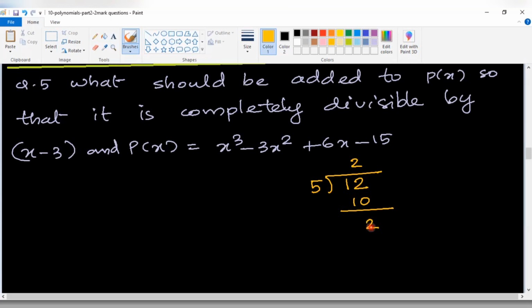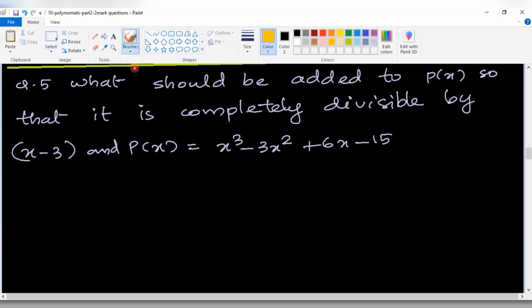Actually, here the remainder is 2. The meaning is we have to subtract 2 from this 12 to make it a multiple of 5. Or what we can say, subtracting 2 from 12 is the same as adding negative 2 to the number. Both have the same meaning, right? So that is the relation between the remainder and the dividend. We have to add the negative of the remainder to get a multiple of the divisor. That is the basic rule here. We will follow that. Anyway, we have to do division and find out the remainder.